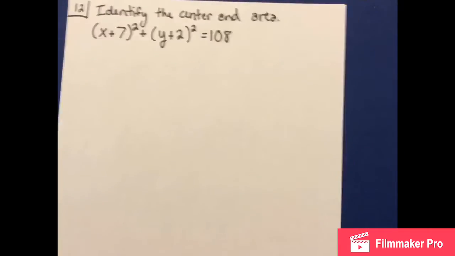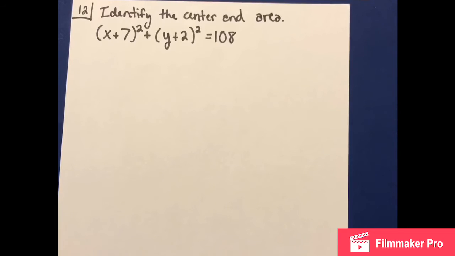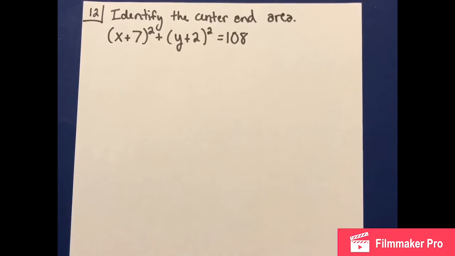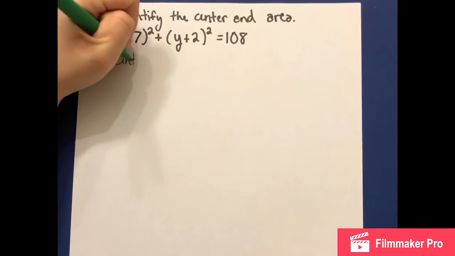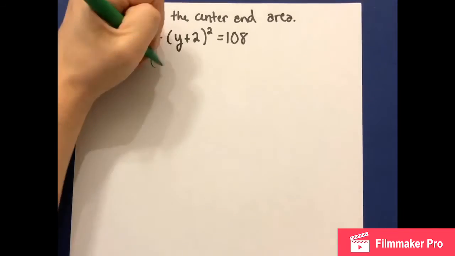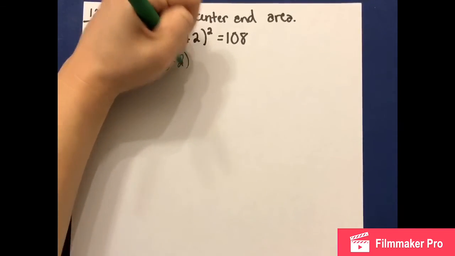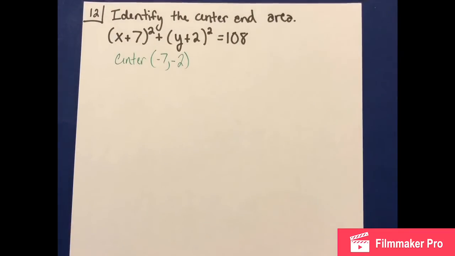Flying by, we're on our last one already. Identifying the center and area of that given equation. Center, pretty easy at this point. All we're going to do is do the opposite. Opposite of 7 is negative 7. Opposite of positive 2 is a negative 2. And we have a 108.